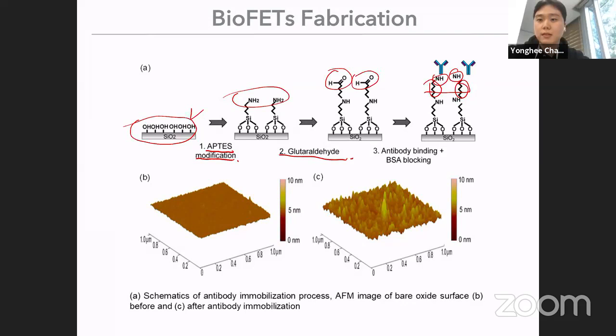To prevent unwanted proteins from attaching to unbinding sites, we should use BSA to block the unbinding sites. Pictures B and C are AFM images. They show the roughness, and we can see the difference between before and after surface treatment.